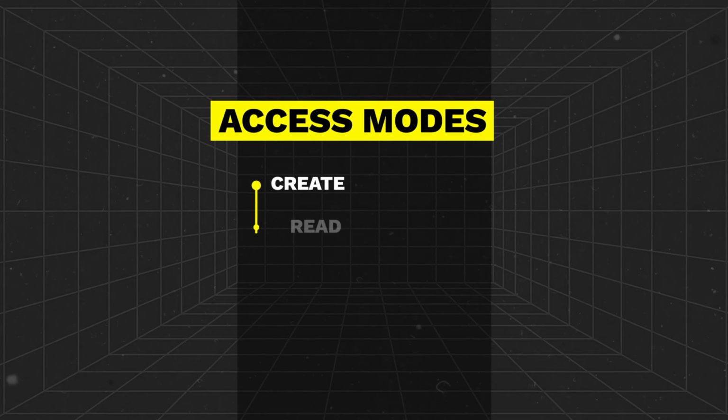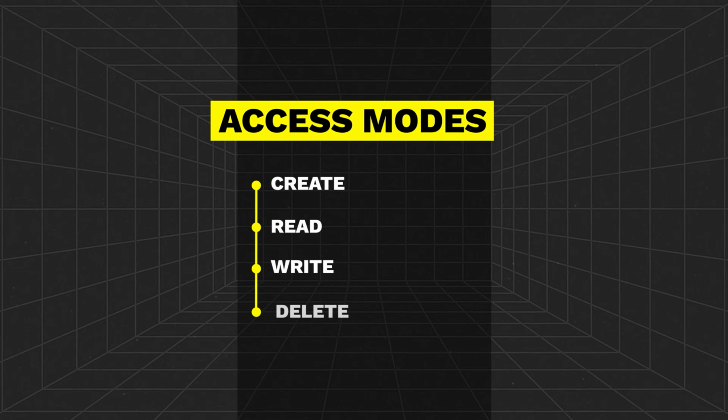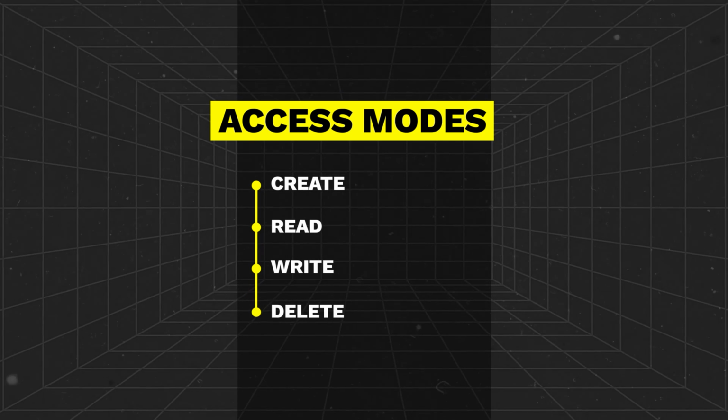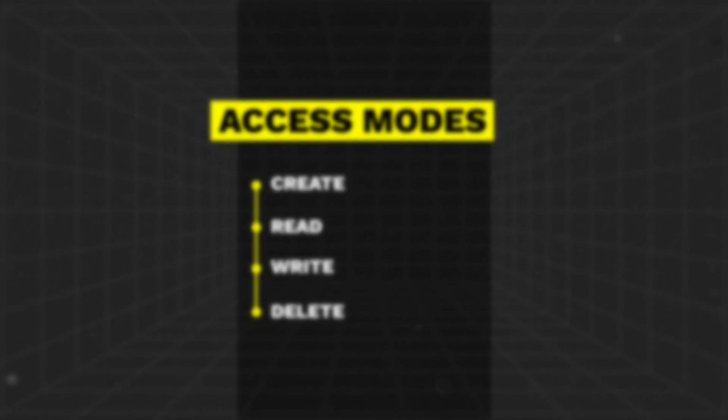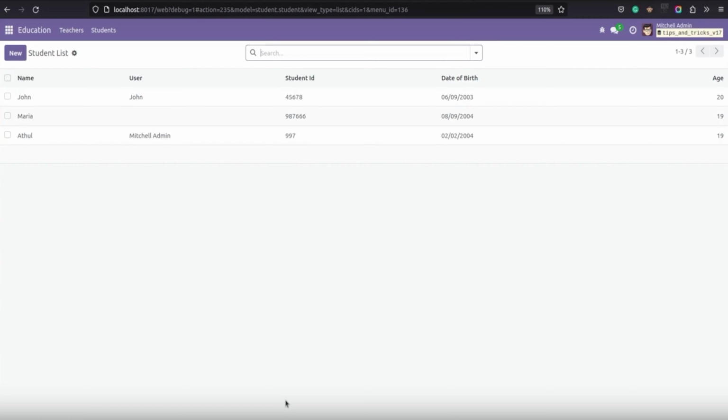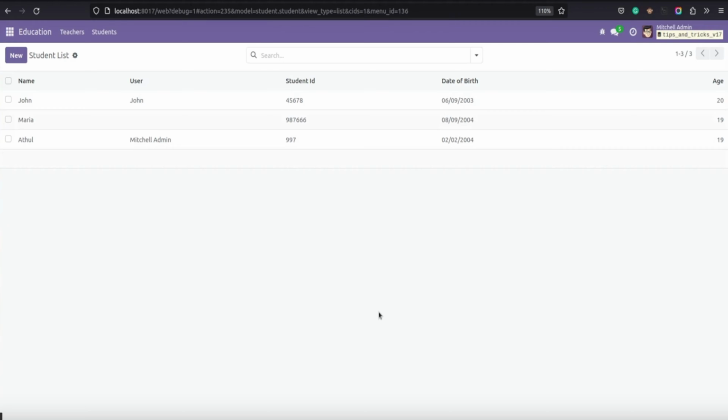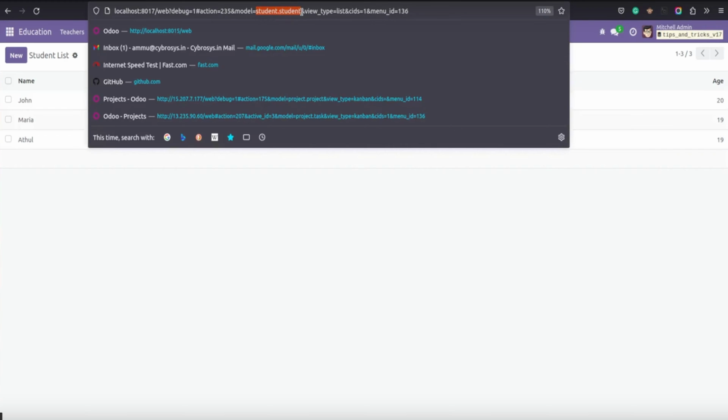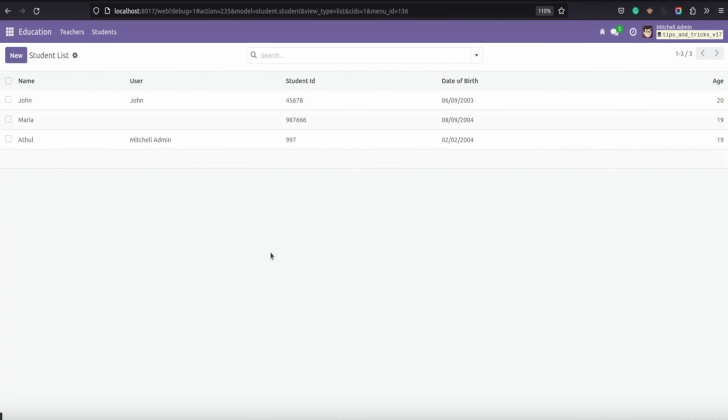There are four modes of access in record rules. They are create, read, write, and delete. Let's see how to create record rules in Odoo 17. This is a custom module, education, for managing the students in a school. So these are the students' records, having the model student.student. For this model, I want to add record rules for the manager group and students group.